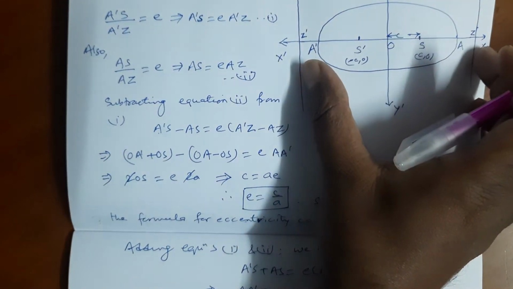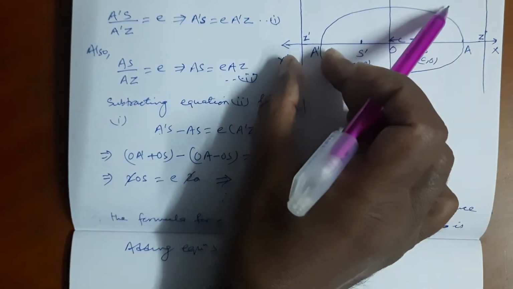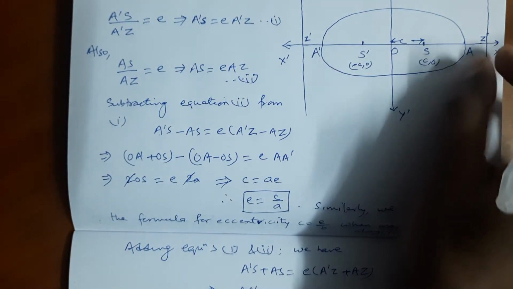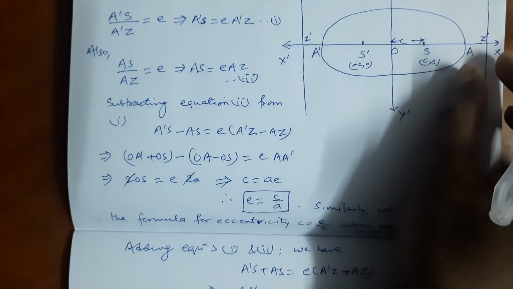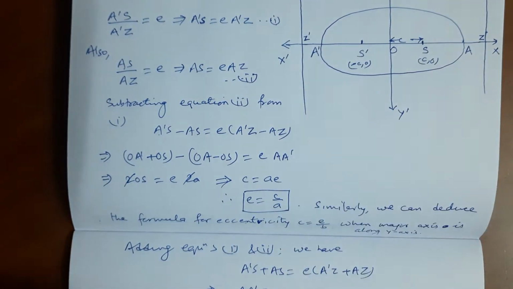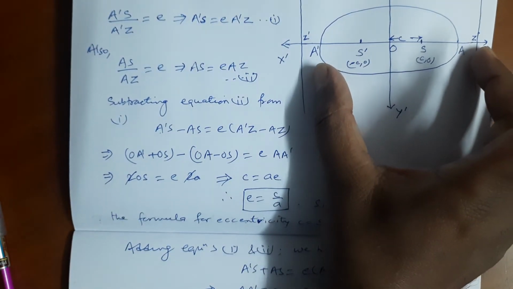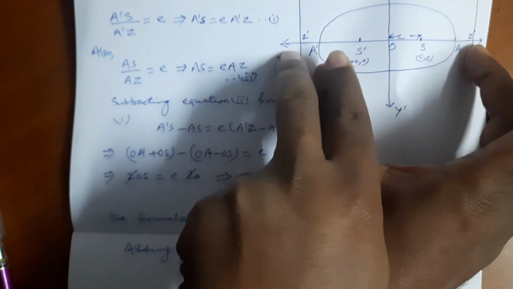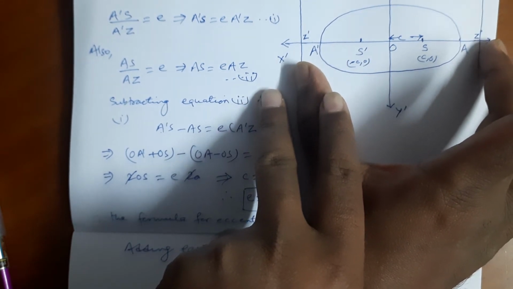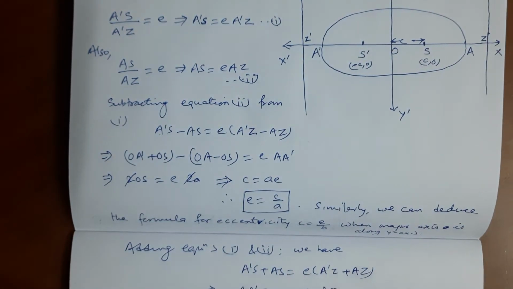Now, AZ and A dash Z dash are equal, because from the vertices these directrices are at equal distances on the right side and on the left side, by symmetry. So A dash Z plus AZ will be equal to the total length ZZ dash, that is equal to double OZ. So A dash Z plus AZ we can write as 2 OZ.